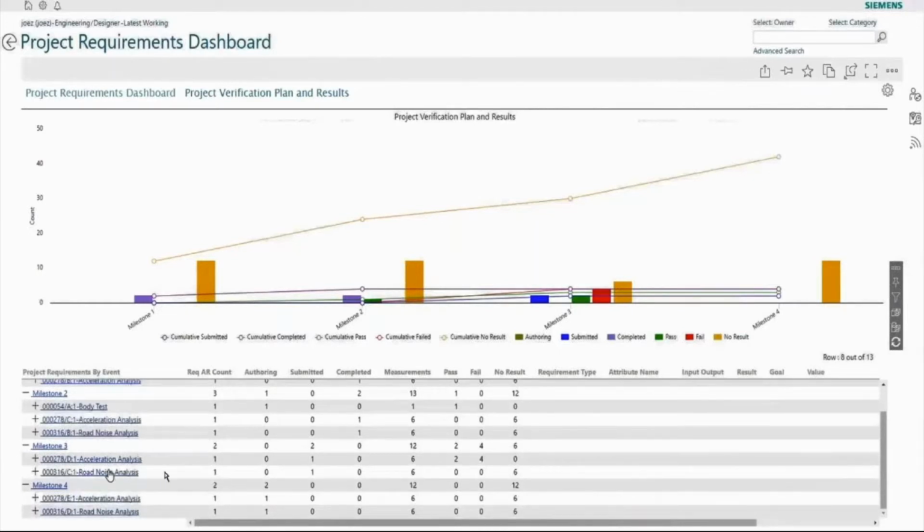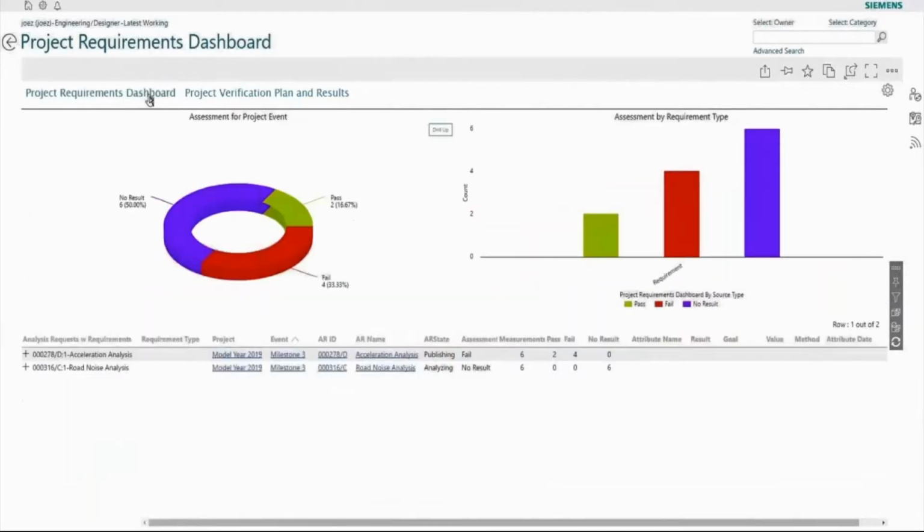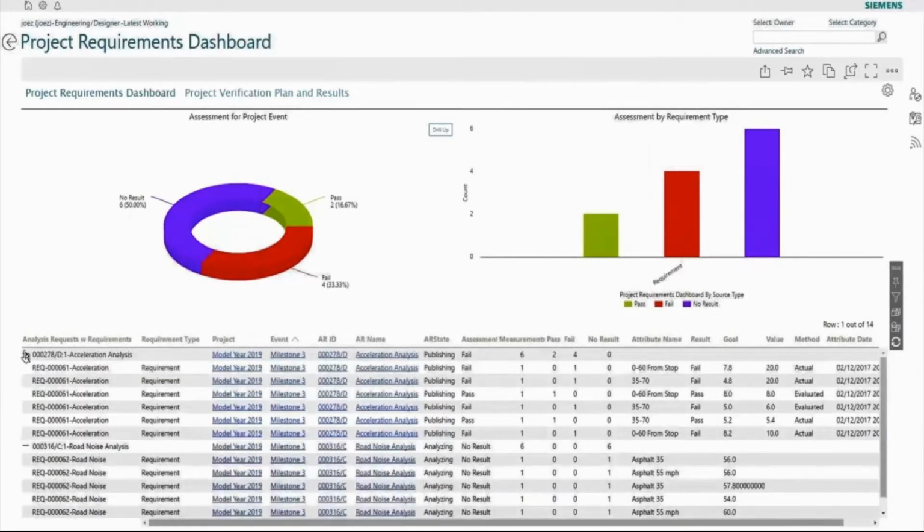This is not a dimensional one, but there's accelerator and some road noise. I want to go into detail on that. I want to see where I'm at specifically on those, and I can get into that. You can see here the green ones are met, the red ones are failing, and the purple ones have not even been validated or checked. So I can see what they all are.